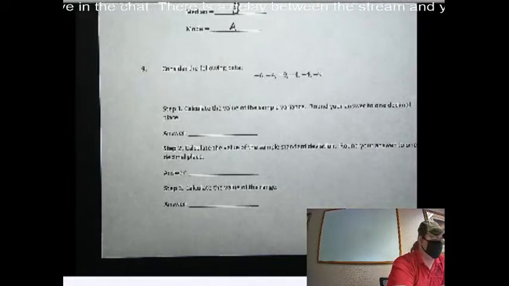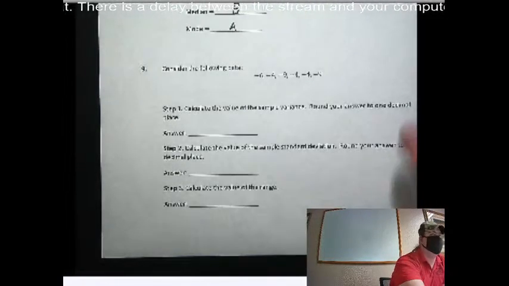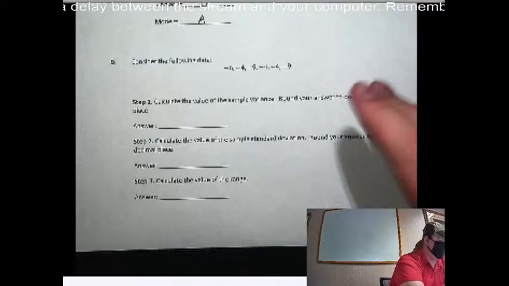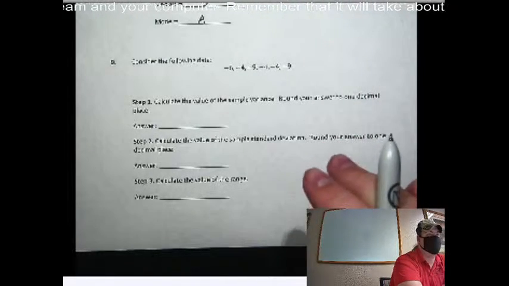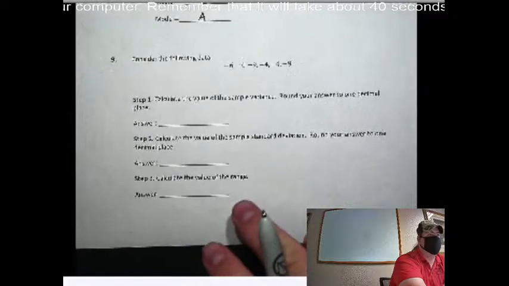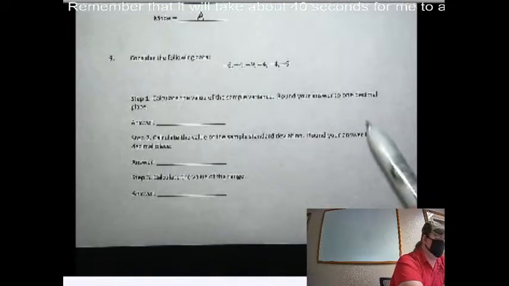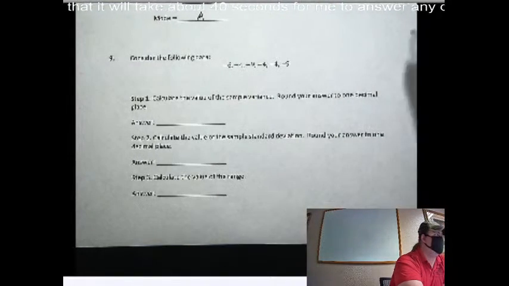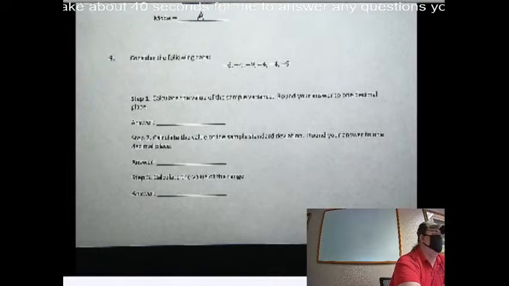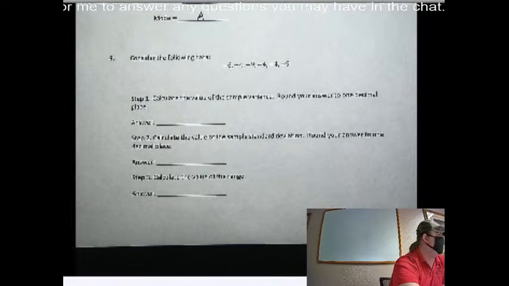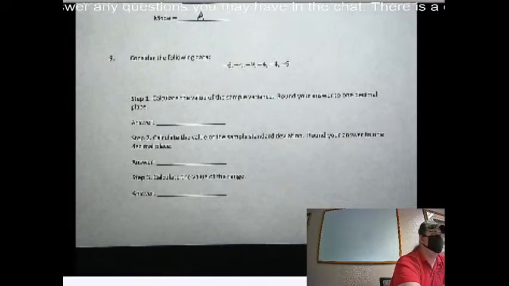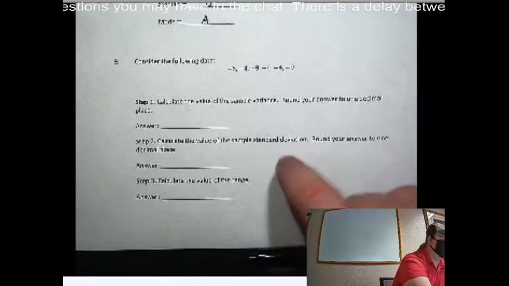Next one, consider the following data. It gives us some data here, and then it wants us to do three things. One, calculate the sample variance. Two, calculate the sample standard deviation. And then three, calculate the range. I believe I took off variance from y'all's versions, and that's just because there isn't a whole lot of reason for y'all to use variance right now. Okay, and you'd be calculating it anyway when you calculate the standard deviation.